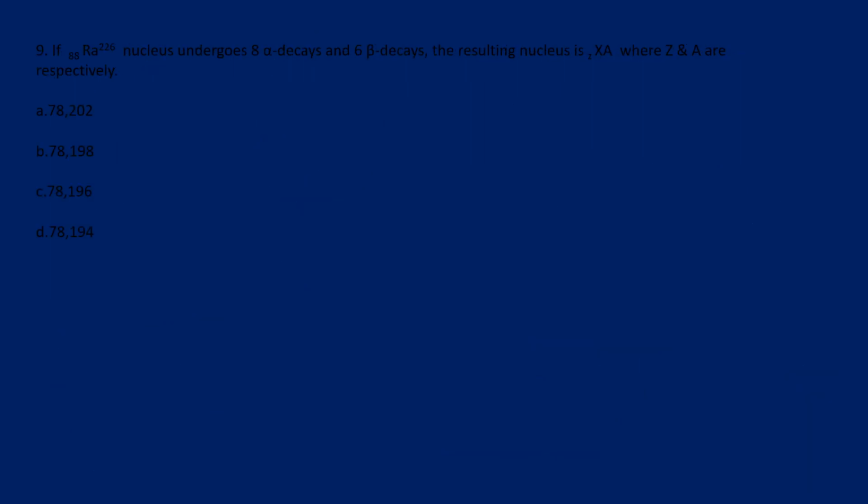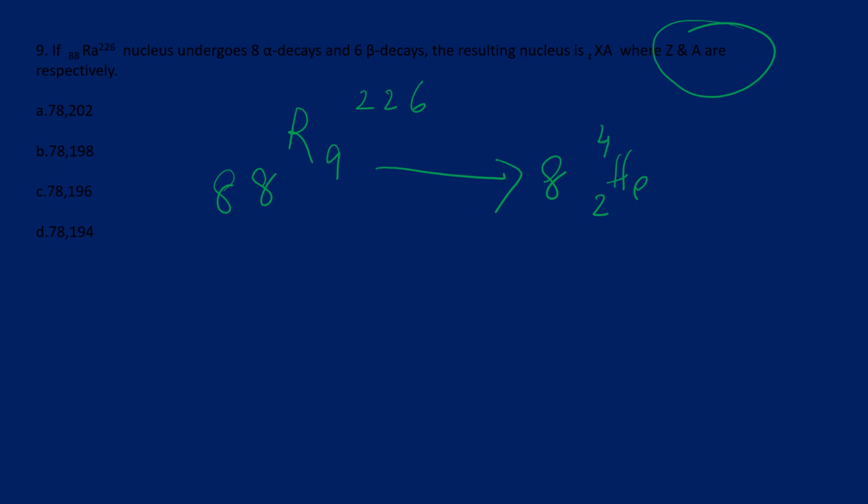If Ra 88-226 nucleus undergoes 8 alpha decays and 6 beta decays, the resulting nucleus is XZA, where Z and A are respectively. We have to find out the value of Z and A. It is given that Ra 88-226 undergoes 8 alpha decay, alpha is He 2-4, helium nuclei, and 6 beta, we can write beta -1 0, plus resulting nucleus XZA.